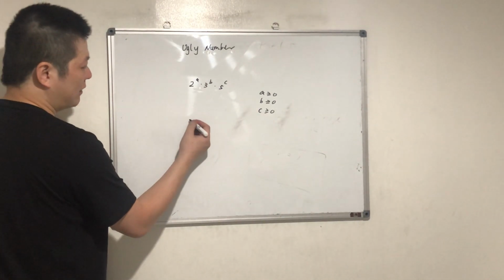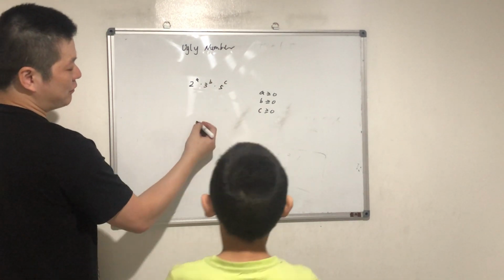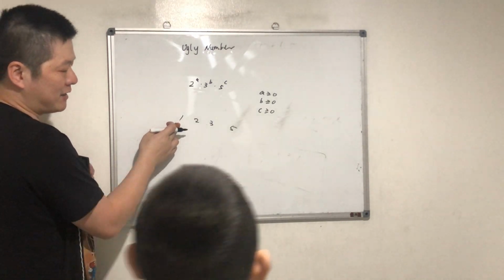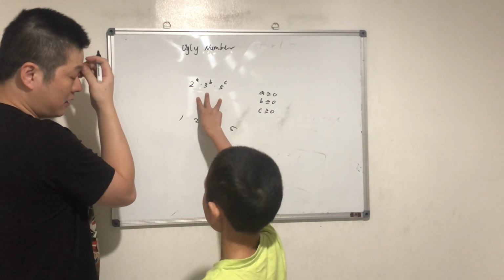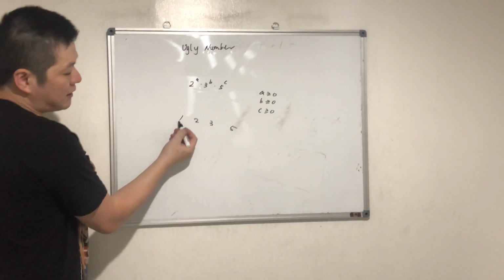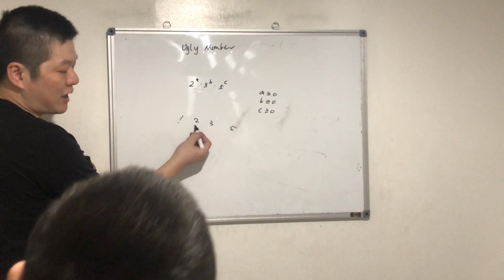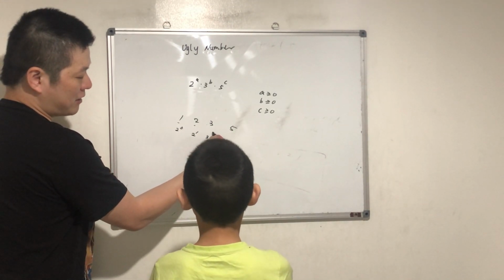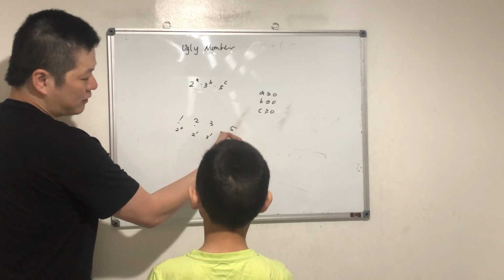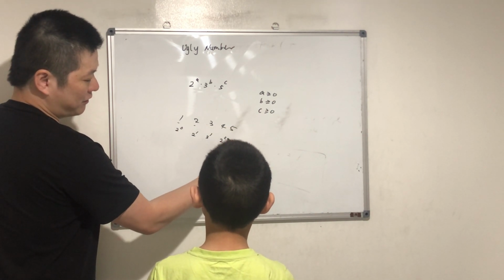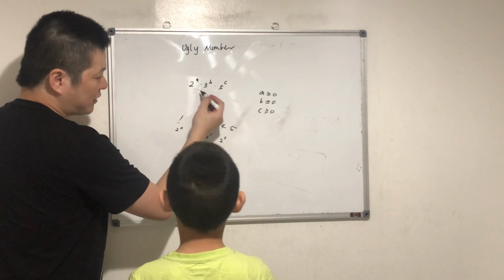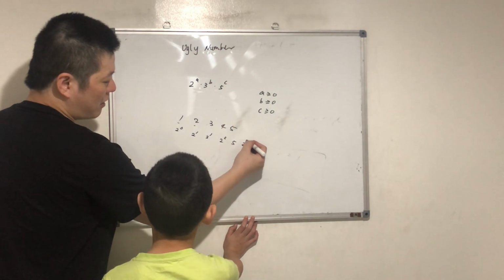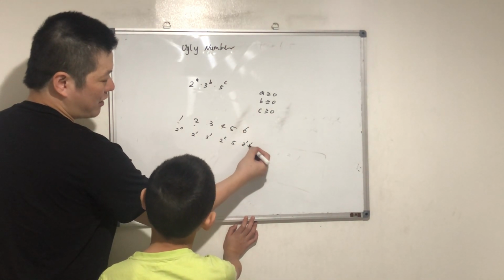For example, 2, 3, 5 are prime factors, so they are ugly numbers. The first ugly number, 1, is a special case. It doesn't have to be 3. This is 2 to the power of 0, this is 2 to the power of 1, this is 3 to the power of 1. 4 is also an ugly number because it's 2 to the power of 2, with prime factors only 2, 3, 5. 6 is 2 to the power of 1 times 3 to the power of 1.